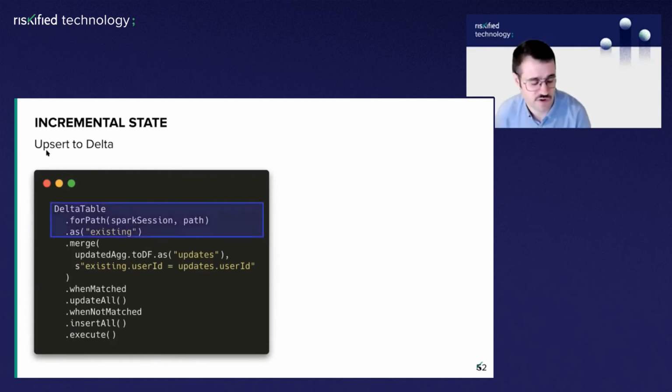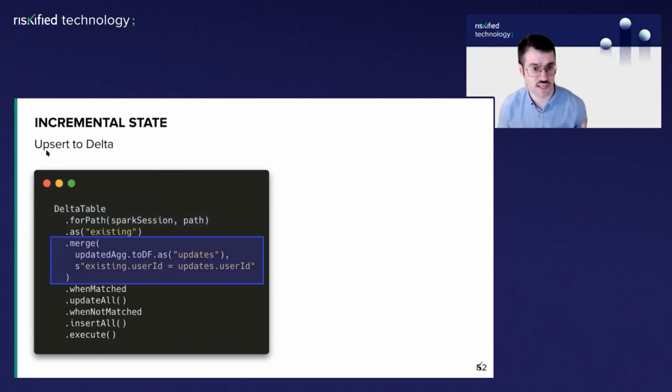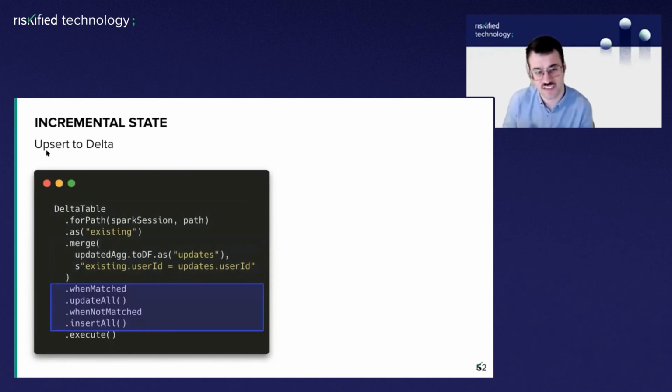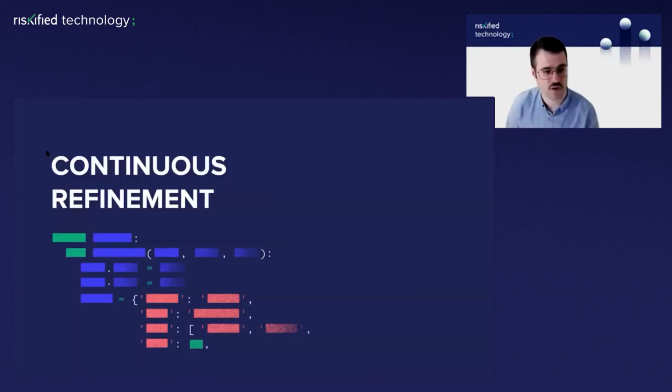So Delta offers a very simple API to do that. All we need to do is define how we are going to merge things. So we're basically saying if the user ID is equal, we call this a match. And when we have a match, we want to be updating everything. And when we don't have a match, we want to be performing an insert, which basically is the case where we don't have an existing aggregation for a user. This is a new entry. Very, very simple, very high level, very easy to reason about.